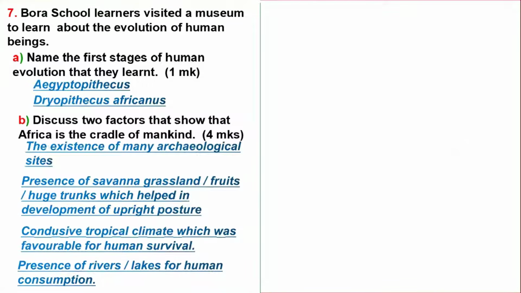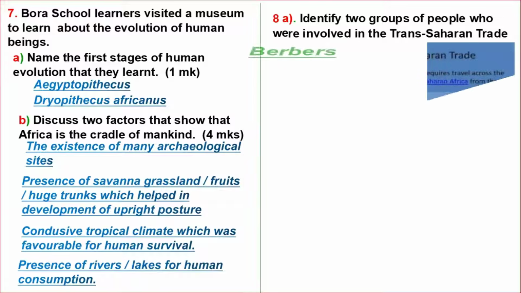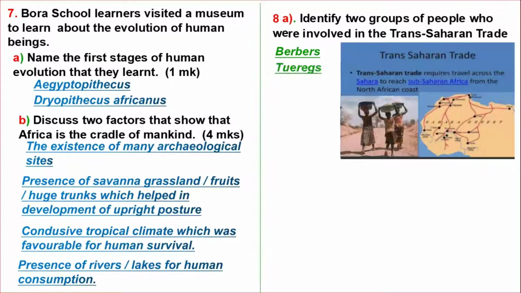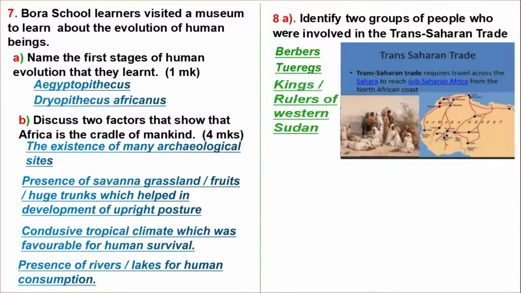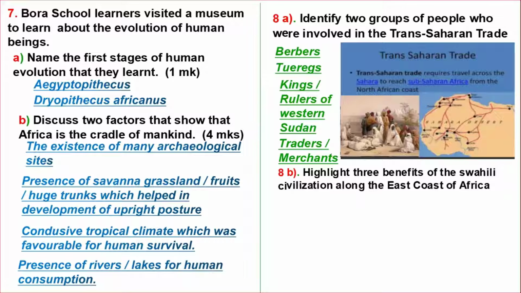Number 8 says, identify two groups of people who are involved in the trans-Saharan trade. Can you remember the trans-Saharan trade? Yeah, we had the Berbers, we also had the Tuaregs, we also had the kings or the rulers of Western Sudan, and traders or the wealthy merchants. And finally, these were the people of West Africa and North Africa.